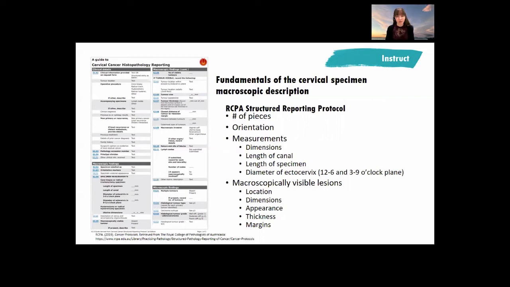If you have the ability to build templates for your dictations, I would recommend following the RCPA Cancer Protocol Guide checklists. By creating these templates with this information and in the order of the guide, you will make it easier for the pathologist to sign out the case.